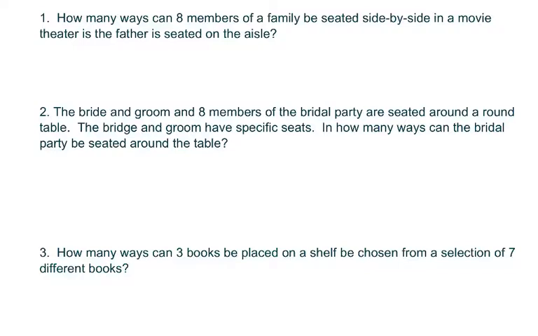I think I have 7. So we have a word problem that says, how many ways can 8 members of a family be seated side by side in a movie theater if the father sits on the aisle? Basically, the way I do it is I just draw 8 slots: 1, 2, 3, 4, 5, 6, 7, 8. There's only one way to seat the father. Then the arrangement's important. The order's important. So we have 7 members left. So this would be 7 times 6 times 5 times 4 times 3 times 2 times 1.